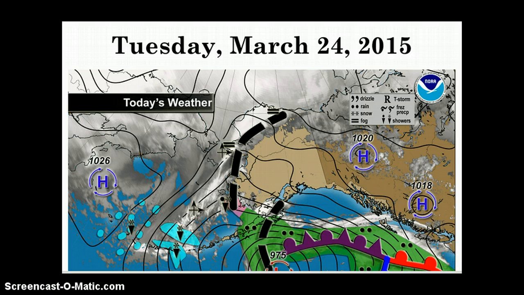Alaska itself looks pretty clear. So I guess that matches up with how it's been sunny. There has not been very many clouds out in the center of Alaska here in Fairbanks.